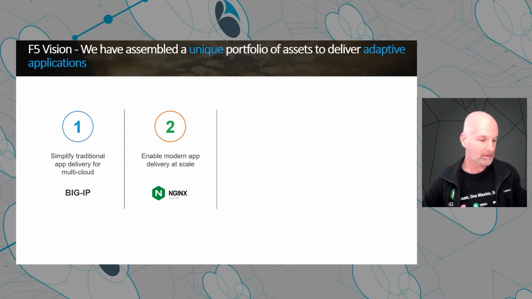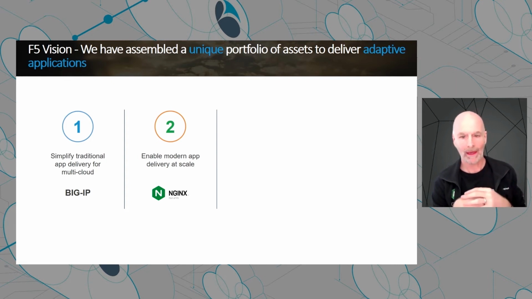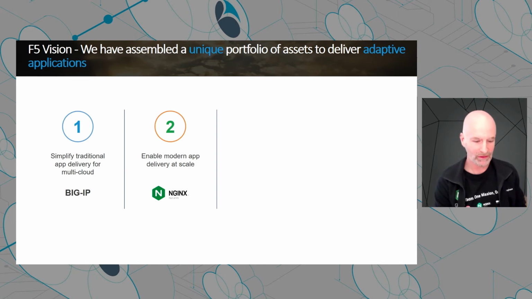We then made an acquisition of NGINX. NGINX is a brand that is loved by the dev and DevOps community. And F5, as a result of this acquisition, has now got access to the world's most widely deployed web server. It's an incredibly lightweight proxy. In fact, if you look at the code, it's less than 2 megabytes in size. It's perfect for modern development practices.